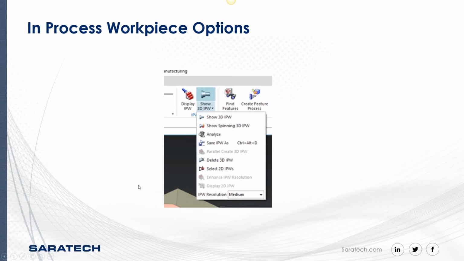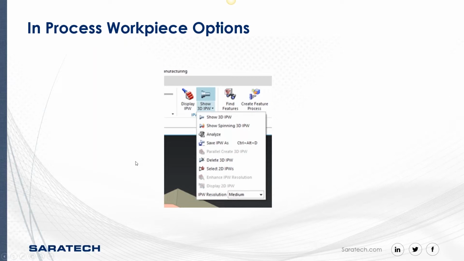Now, if you choose Delete 3D IPWs, what that's going to do is delete the current condition in the background. And then once you hit Display IPW, it will regenerate that. The only time you really would need to do that is when you have several operations, several workpieces inside of one program, and NX loses the path between one and the other, so it's not displaying the correct IPW. You can delete them and then reselect them, or regenerate them.